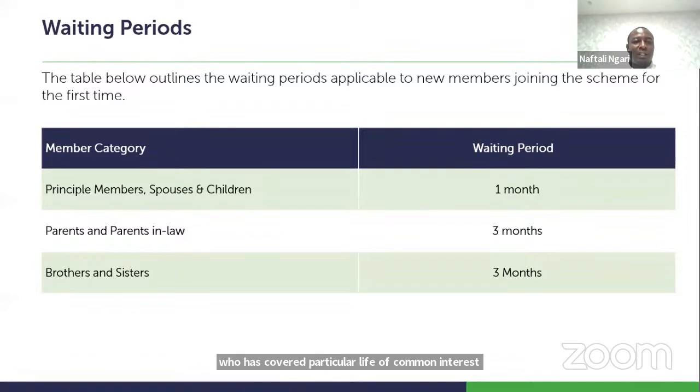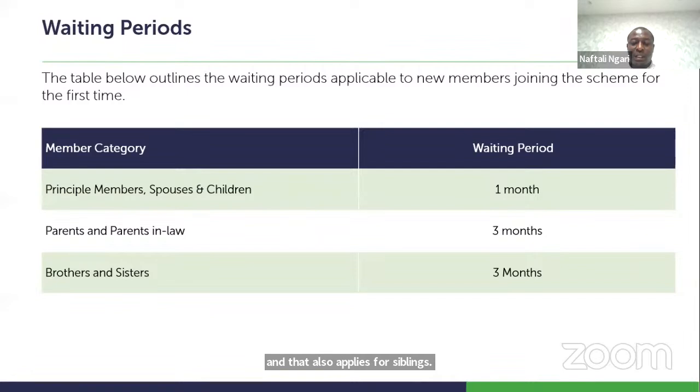This policy also has some waiting periods. Once you join, or once you fill the form today and you join the circle, you cannot make a claim on the principal member or the spouse or the children within the first month. Unless the death is accidental, any deaths relating to illness are not payable within the first month of cover. For parents and parents-in-law, you cannot make a claim unless the death is accidental within the first 3 months of cover, and that also applies for siblings, that is brothers and sisters.